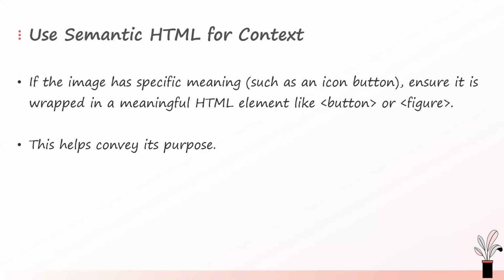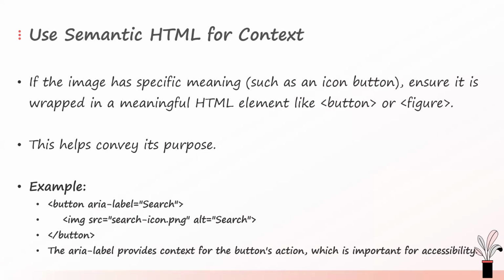So whenever you have images that convey meaningful information, you have to wrap them inside maybe a button element or a figure. This would actually help give it semantic meaning. So look at this one now. We have this button, and this image is inside this button. But even this button, we also gave it a label, search. That means this is a search icon.